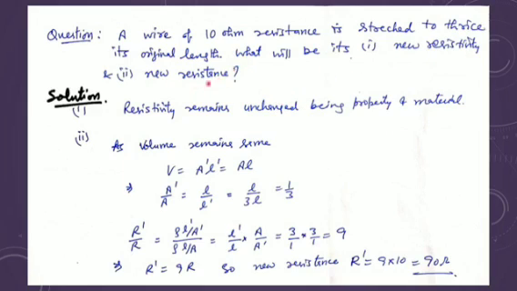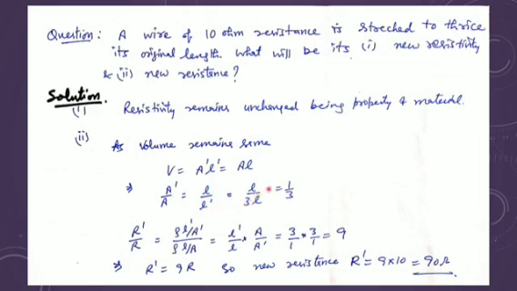But for resistance you can find, when the wire is stretched to thrice its original length, but the volume will remain the same. So you can write volume equals A dash L dash, which is equal to AL, or you can write A dash upon A, which is equal to L upon L dash.